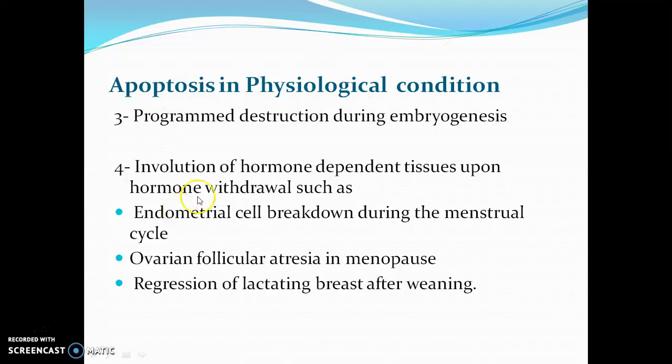The fourth one is the involution of hormone-dependent tissue upon hormone withdrawal, such as endometrial cell breakdown during the menstrual cycle, ovarian follicular atresia in menopause, and regression of the lactating breast after weaning.